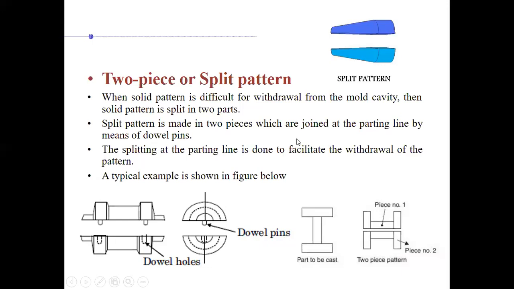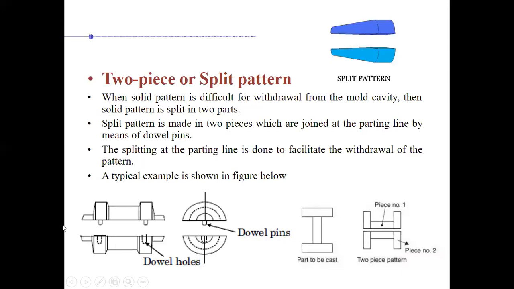It is made in two pieces which are joined at the parting line by means of dowel pins. You can see these dowel pins here: you have a protruding element here and a recess here, so that this can fit in here. Basically a snap fit. I hope you know what a snap fit is, just like your pen and cap. It snaps, so that we have alignment between the two split parts. With the help of dowel pins, they are joined at the parting line.